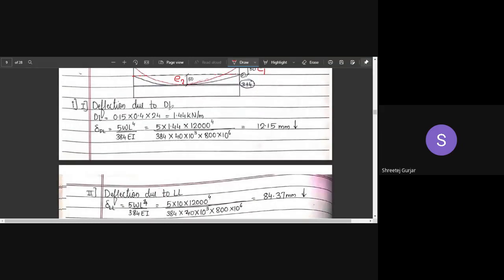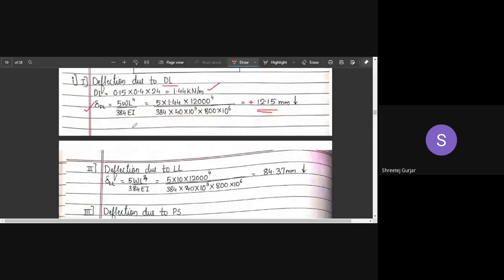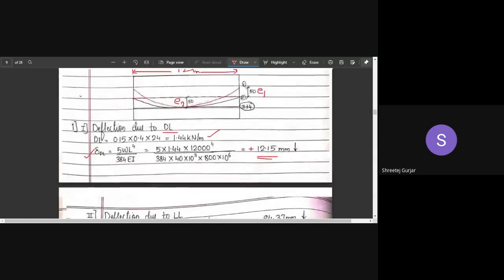Okay, the first thing, deflection due to dead load. To calculate that, calculate the self weight, substitute in this formula. You will get a deflection, and this is positive, so it is downwards. Next, deflection due to live load. Same thing, live load is also a UDL, right? Live load is also UDL.